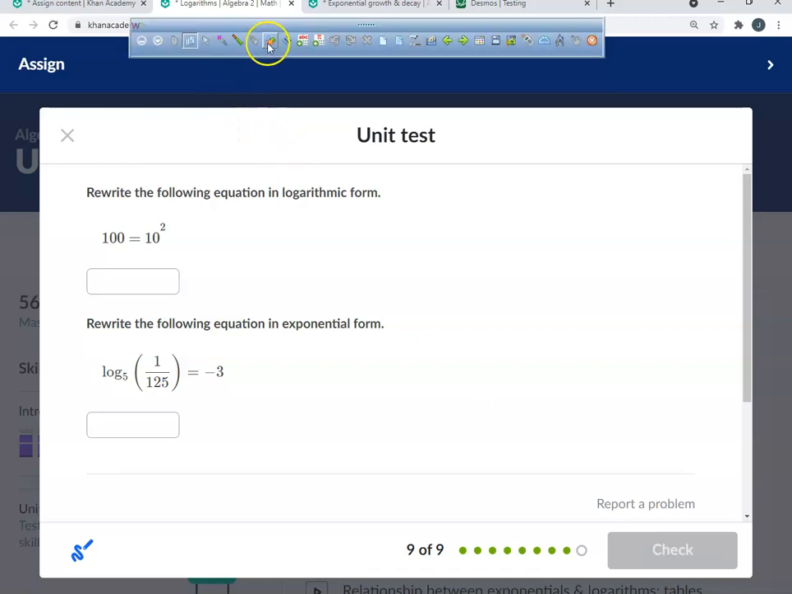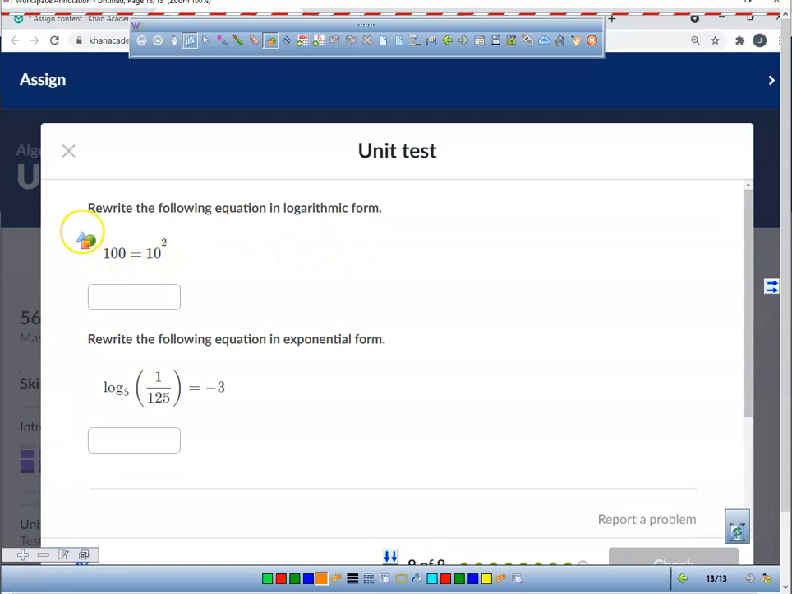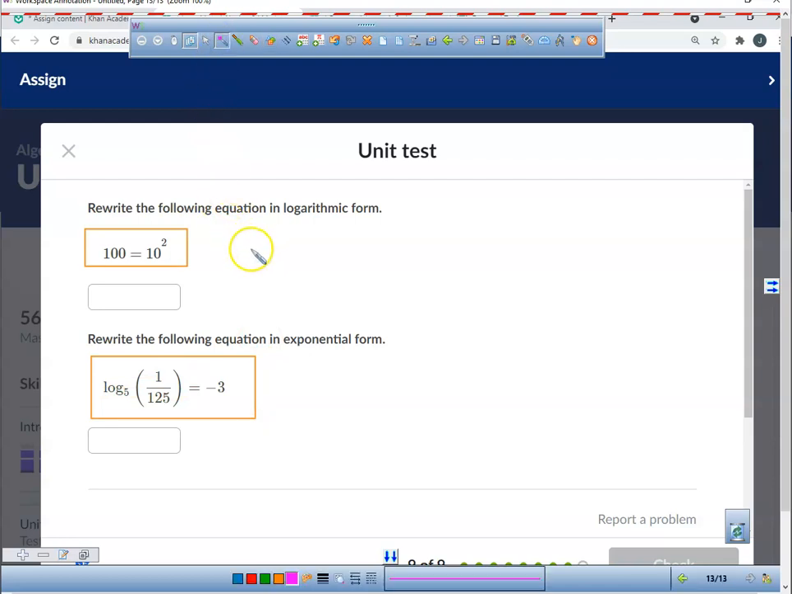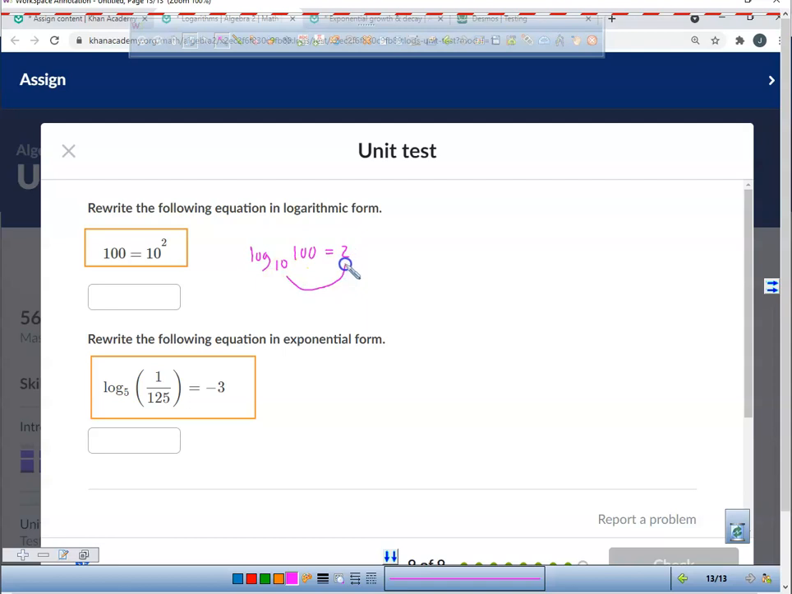Okay? So rewriting. We're going to rewrite this, and we're going to rewrite this. This right here is written like this, because 10 to the power of 2 equals 100. This one is already set up for you. 5 to the power of negative 3 equals 1 over 125.